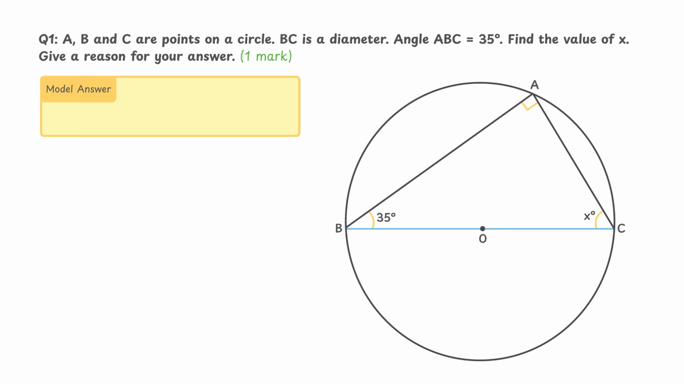Let's go step by step. First, always start by spotting the key feature. We are told that BC is a diameter. That should immediately trigger the theorem in your mind. Angle in a semicircle is 90 degrees.